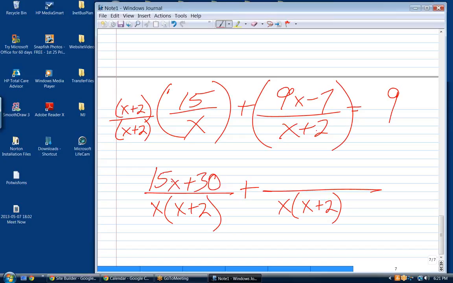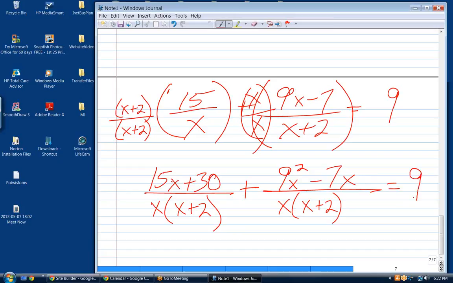Now let's do a similar process to the second term. What do I have to do to this term in order to give it this denominator? Multiply by x over x. In other words, I can multiply it only by the number 1, but in this case, that's going to be x over x. So what's the numerator going to be over here? 9x squared minus 7x. Correct. And this would be the denominator.